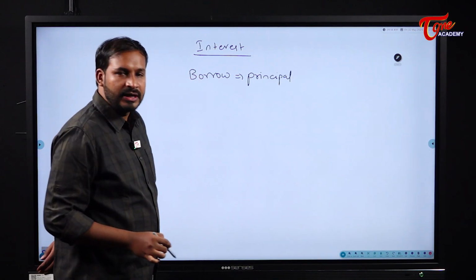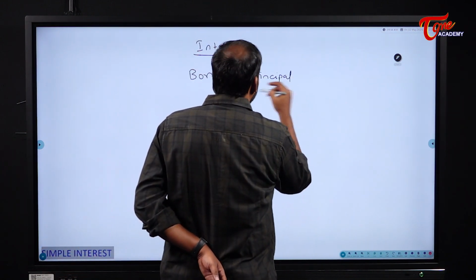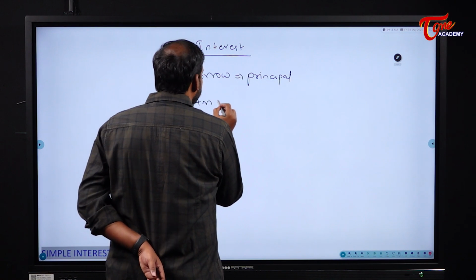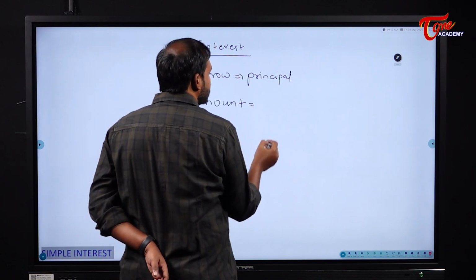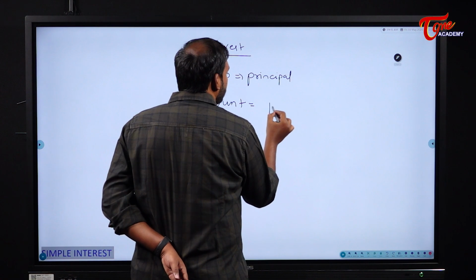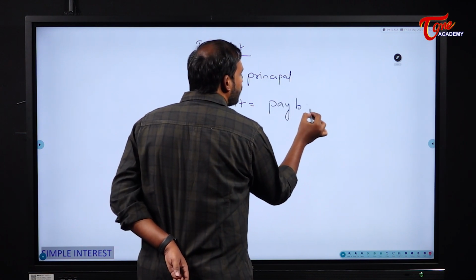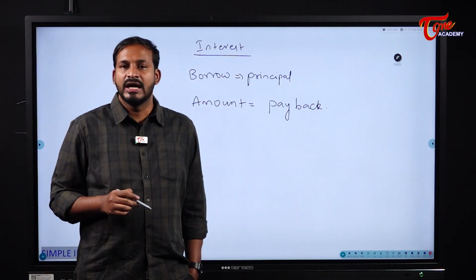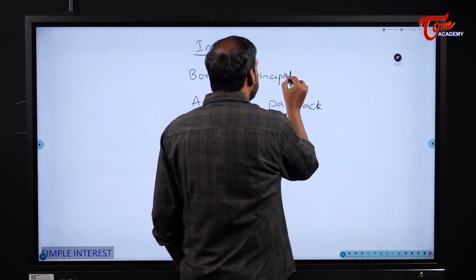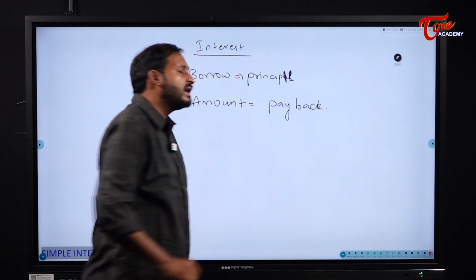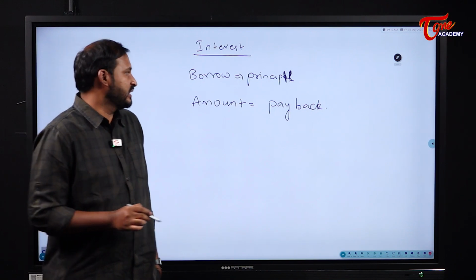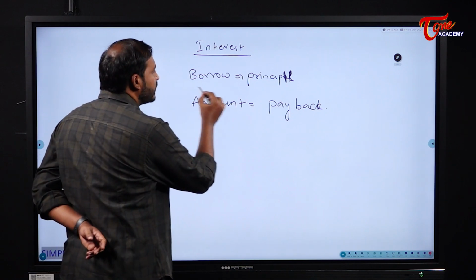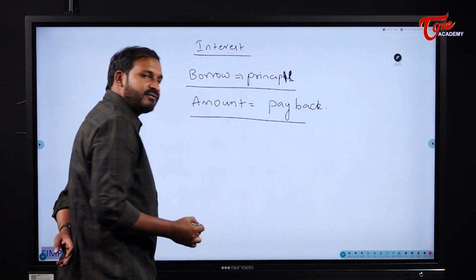The money which you borrow, we call it the principal amount. The money which you pay back, we call it the amount. One is principal and the other one is amount. Now see here, students. The money which you borrow we call principal, and the money which we pay back we call amount.